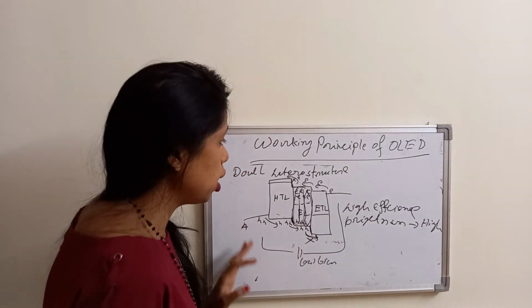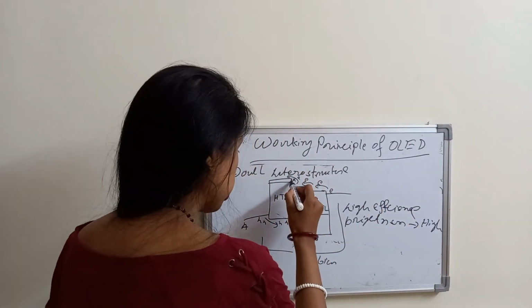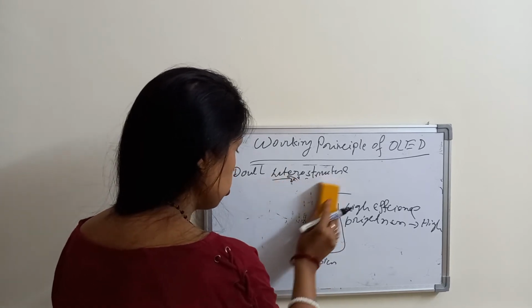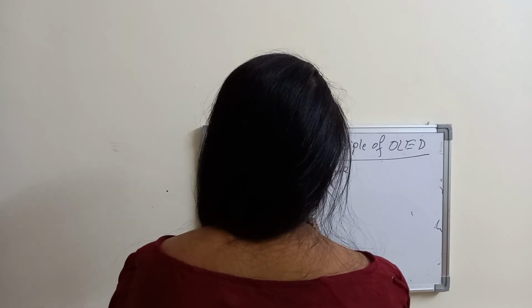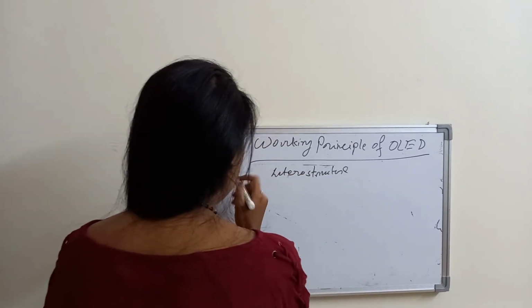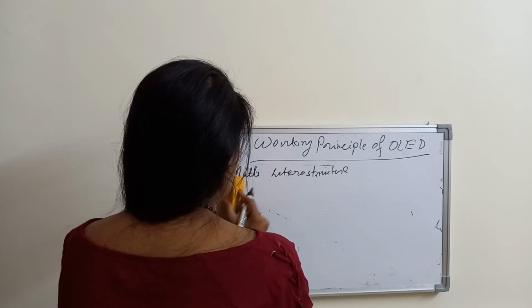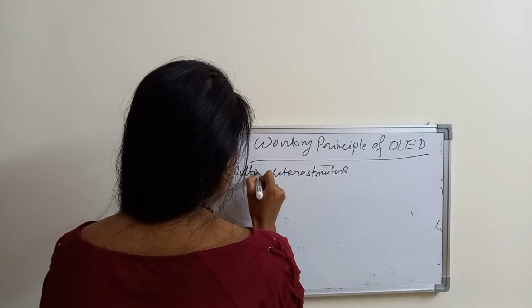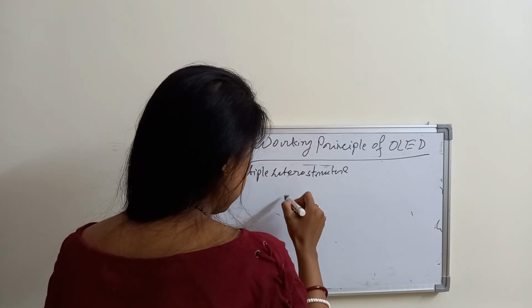So this is about the double heterostructure. So two junctions are there, that is, it is a double heterojunction. Now multiple heterostructure. So I am drawing the vertical structure here.